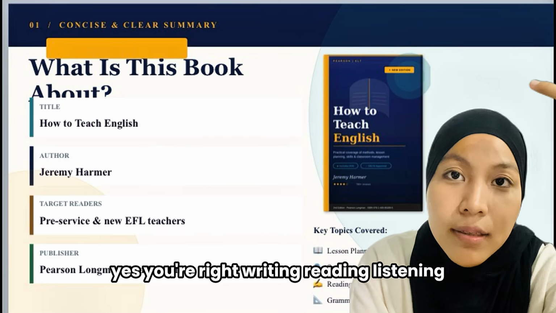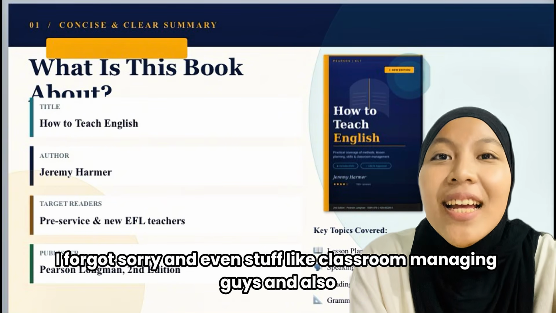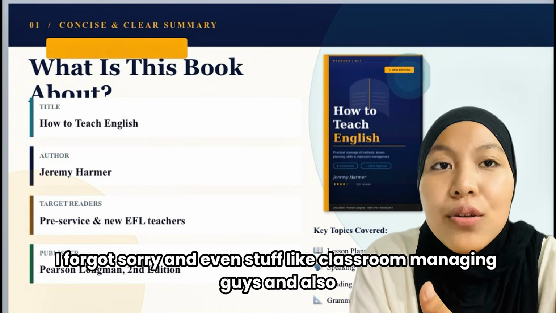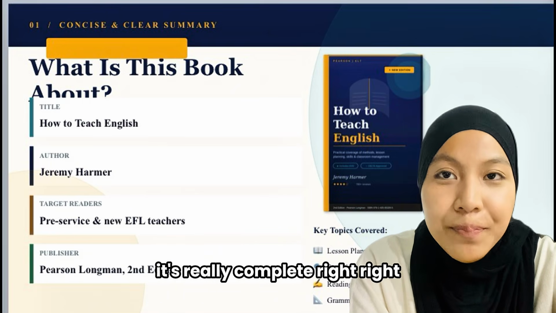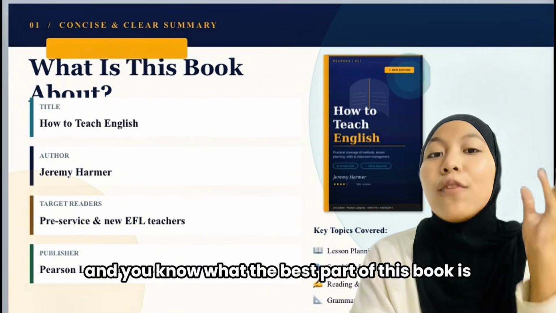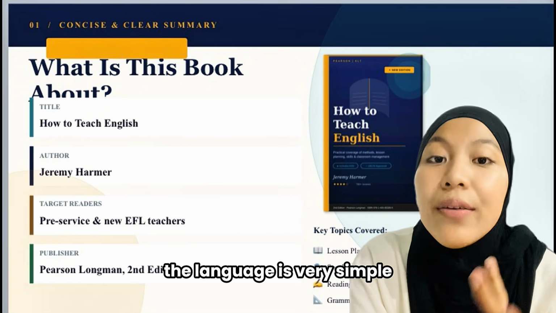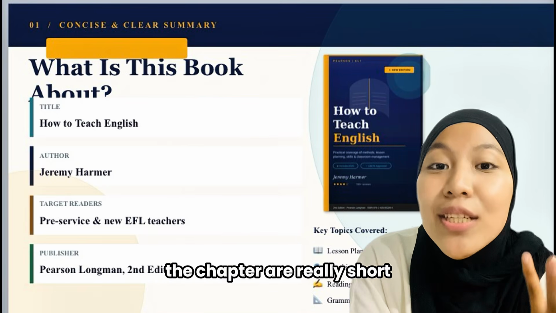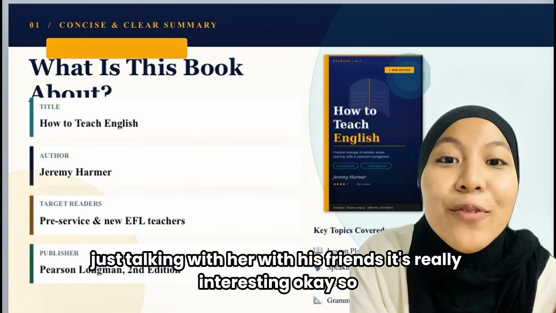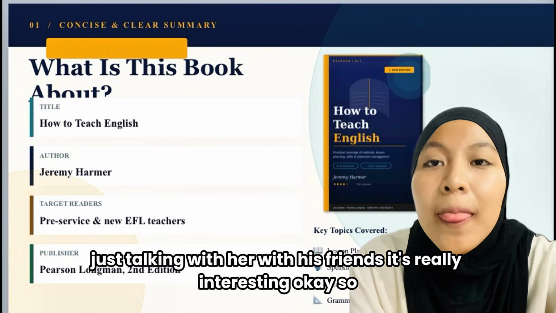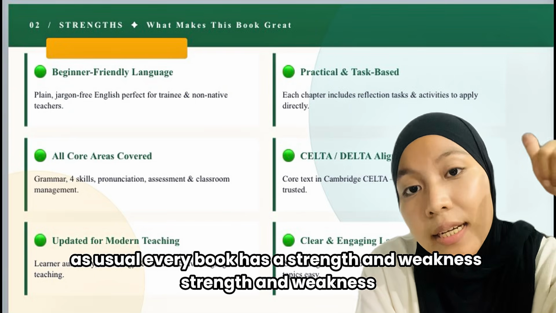Writing, reading, listening, and then what? Writing, reading, listening, speaking. I forgot, sorry. And even stuff like classroom management, guys, and also how to motivate your students, is also explained in this book. It's really complete, right? And you know what? The best part of this book is that it doesn't take forever to read. The language is very simple. The chapters are really short. And it's actually like Harmer is just talking to you, talking with his friends. It's really interesting. Okay, so as usual, every book has strengths and weaknesses.